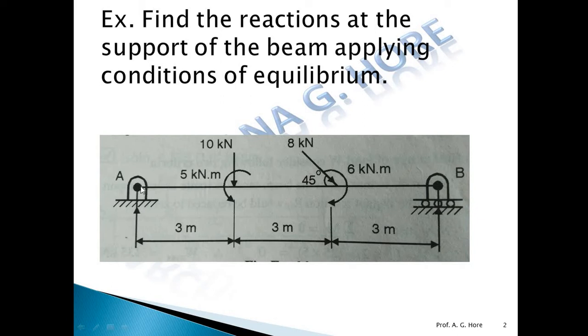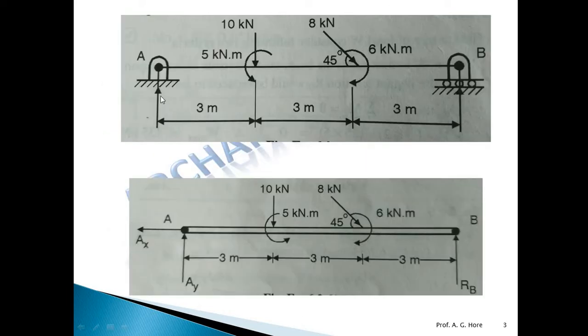By removing the hinge support, for the hinge support there are two reactions, one horizontal, one vertical. At B is a roller support on a horizontal surface, so the reaction is perpendicular to the horizontal surface, means vertical reaction, towards the surface. So by applying these conditions, draw the FBD of this beam AB. So this is the FBD.